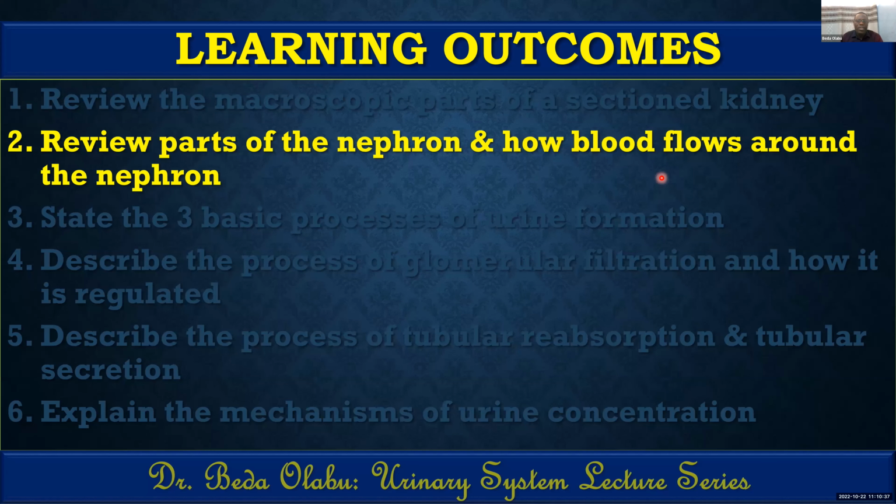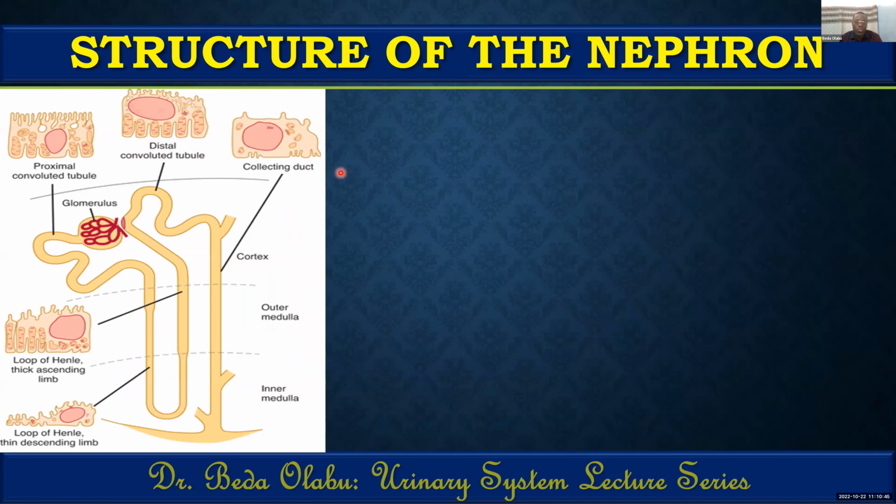Okay, so that was macroscopic parts of a section kidney. Now we can review the parts of the nephron and also how urine flows through around the nephron. We can describe the nephron as having two major components, the renal corpuscle and the renal tubules.